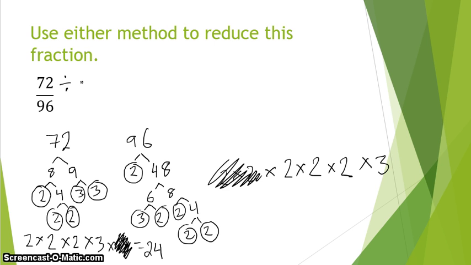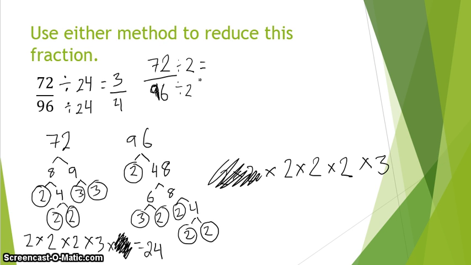So 72 divided by 24, and then 96 divided by 24. So 72 divided by 24 is 3, and 96 divided by 24 is 4. So there you go. So this is 3 over 4. Now, you can also do repeated division. So I have 72 over 96. I can divide, since they're both even, I can divide both of them by 2.